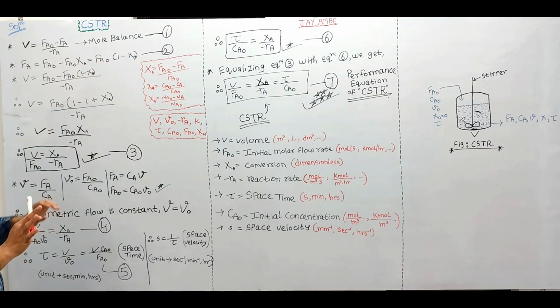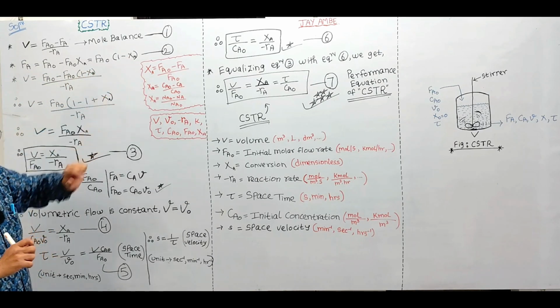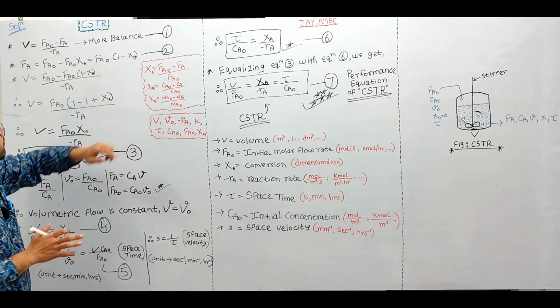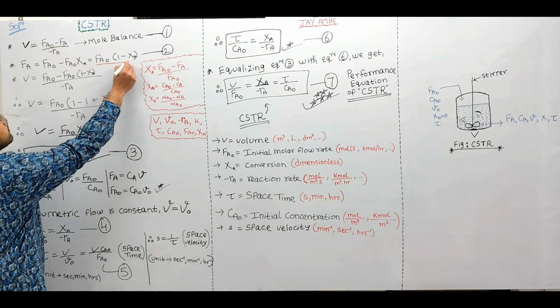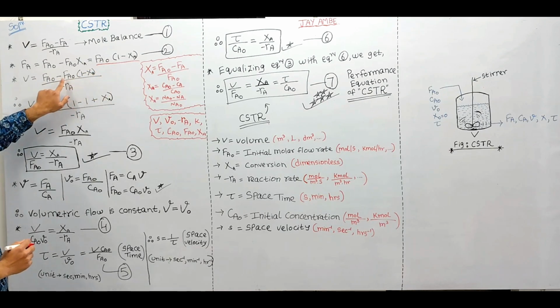I hope you have understood equation 2. So finally we obtained Fa is equal to Fa naught into 1 minus XA. Now we are substituting the value of Fa in equation 1. The volume will remain as it is. V is equal to Fa naught will remain as it is, minus Fa, where we substitute Fa with Fa naught into 1 minus XA. The denominator, minus Ra, will remain as it is.